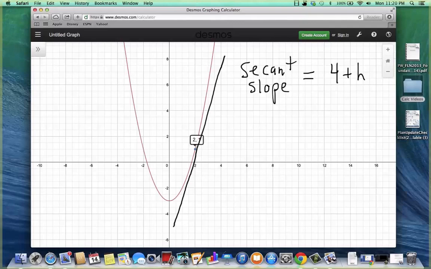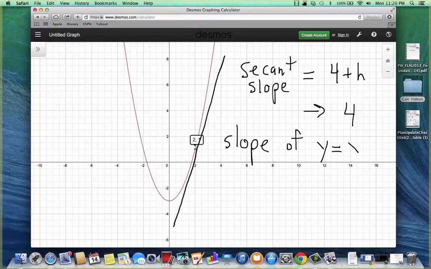So what if h gets arbitrarily small? Then we can define the slope of the tangent line to be equal to the limiting value of 4 plus h as h gets very, very small. So the slope of the secant line gets closer and closer to 4 as h gets closer and closer to 0. So we will define the slope of the curve y equals x squared minus 3 at the point (2, 1) to be equal to 4.